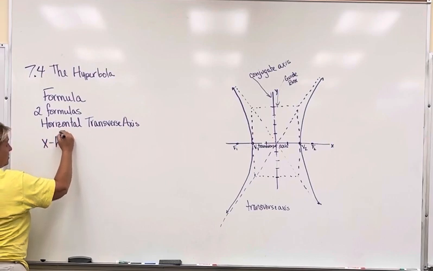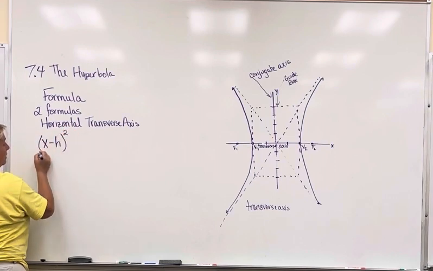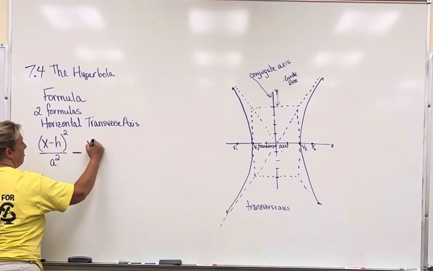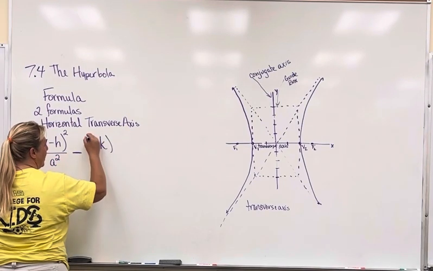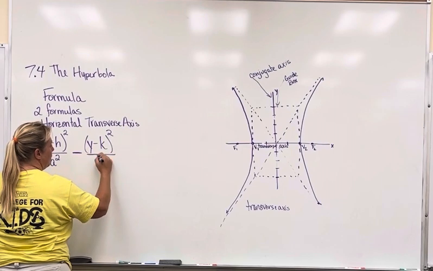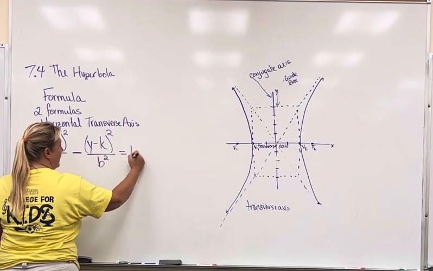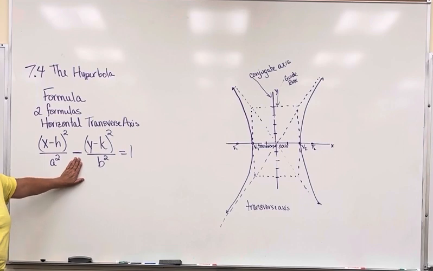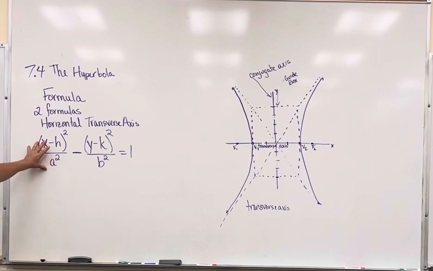And the horizontal transverse axis formula looks like this. (x minus h) squared over a squared minus (y minus k) squared over b squared equals 1. Okay, see where we're going with that? This is a subtraction, not an addition. So you now have to be very careful when you look at the problem that you see that subtraction going on there. So the x's come first, and then the y's come second. Now that looks like the norm for us.